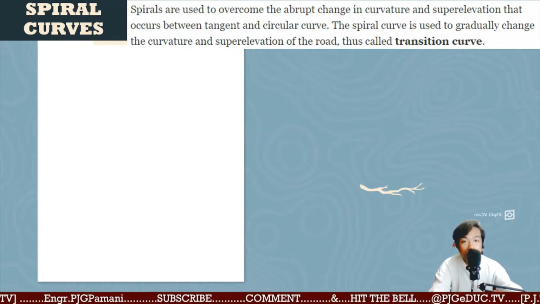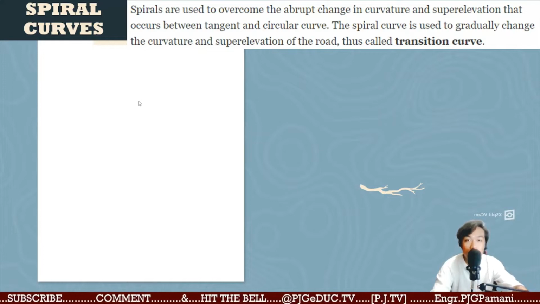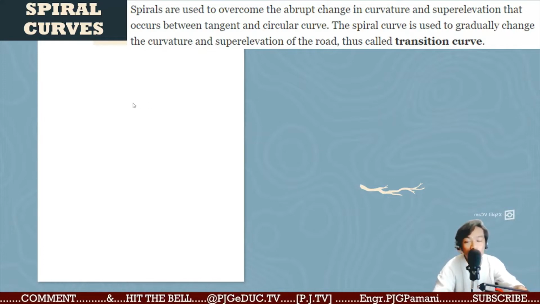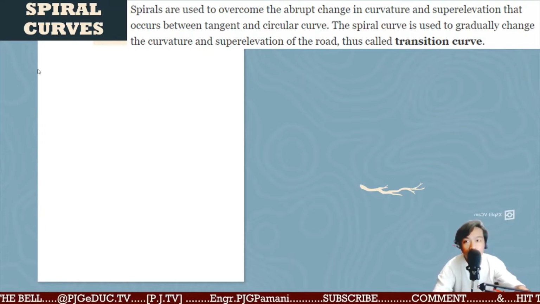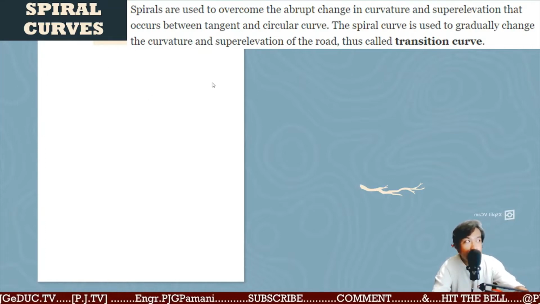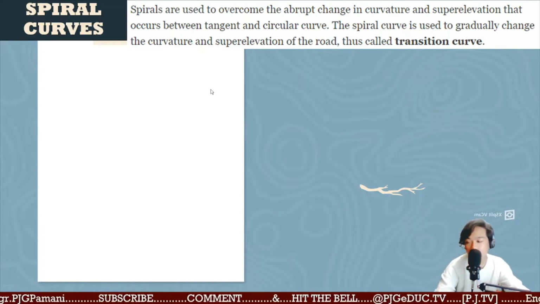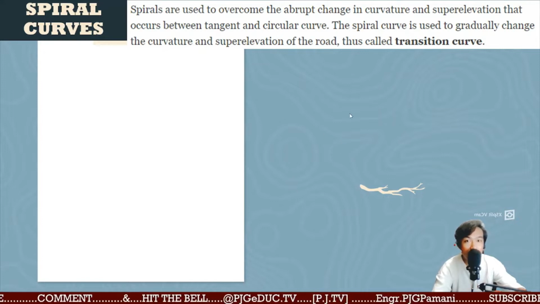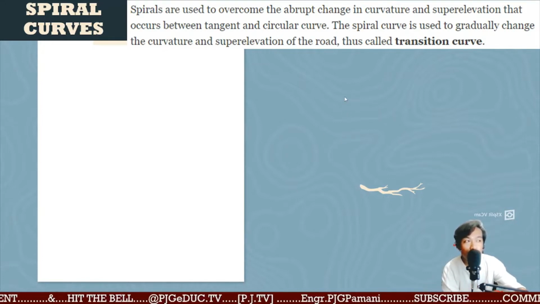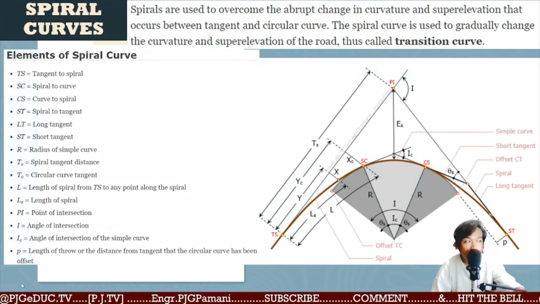So originally, this is a simple curve, but due to some revision based on the super elevation and required average velocity, we will then be considering spiral curves. The spiral curve is used to gradually change the curvature and super elevation of the road. That's called also as the transition curve. Here are the new terms and elements of a spiral curve.